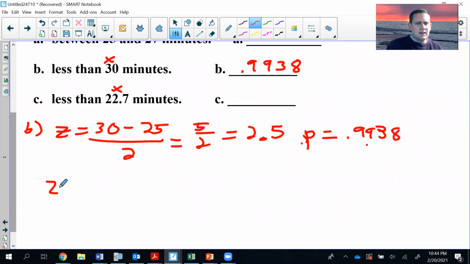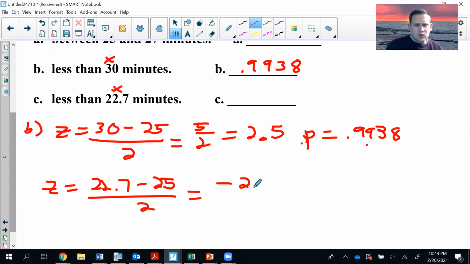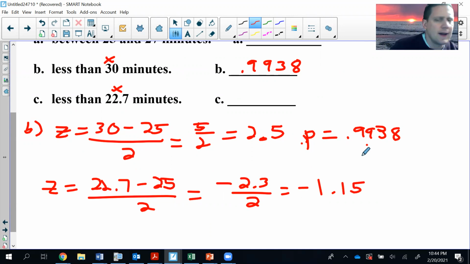All right, let's take a look at letter C. So we want less than 22.7. So that's my X value minus my mean over my standard deviation. So what's 22.7 minus 25? What's that going to be? Negative 2.3. And then we divide by 2. What's that? Negative 1 point something. Negative 1.15. Just check. Yep, that's what we got.